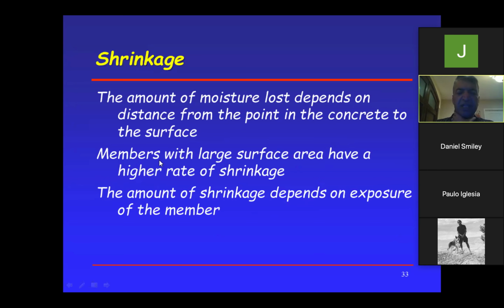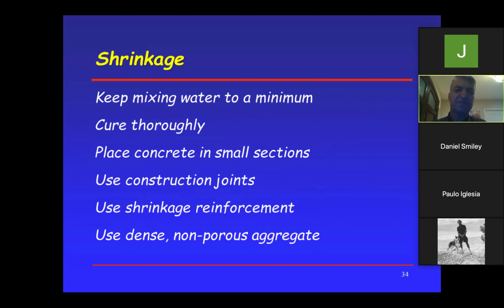And then members with large surface area have a higher rate of shrinkage, right? If you have large surface area, you have large exposure to the sun, so evaporation is going to be quicker and shrinkage is going to be faster. The amount of shrinkage depends on exposure of the member, how exposed to the sun and to the air the member is.